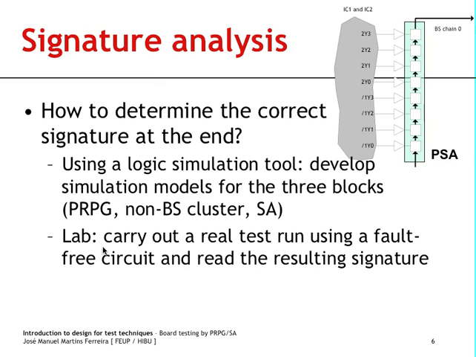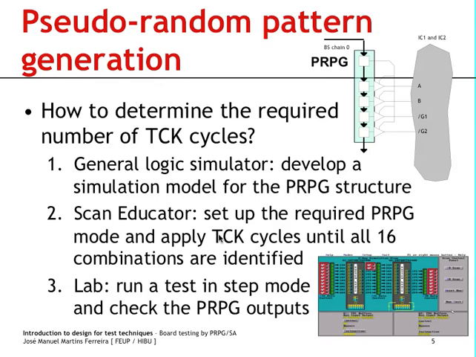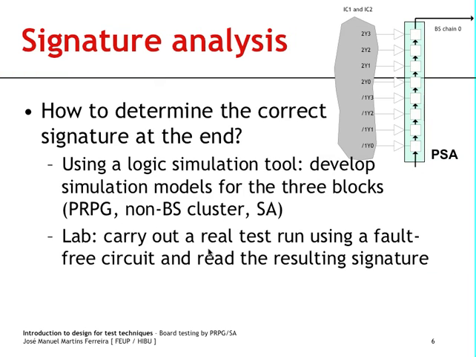Happily, however, the lab alternative is much easier in this case, because if you make sure that there are no faults present, and then just after having found out how many test clock cycles you need, you carry out a real test run at full speed. You don't need to do it in step mode. Just carry out a real test run, driving the required number of TCK pulses, and at the end the PSA structure in this device will contain the fault-free signature that we need to know. So if you shift it out using our remote BST workbench tool, you can simply look at what has been shifted out and use it as the expected signature.